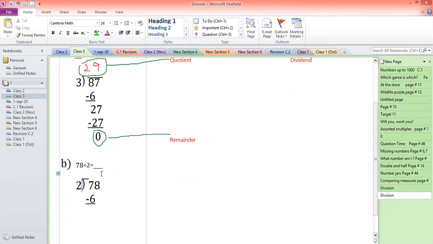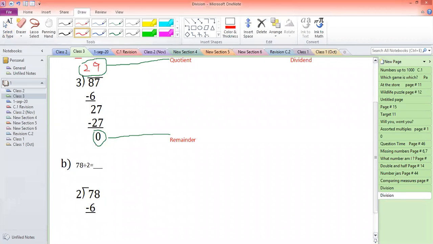Now check how many 2's are there in 7. So 2 twos are 4, 2 threes are 6, 2 fours are 8. So there are 3 2's in 7. So you will write here 3.